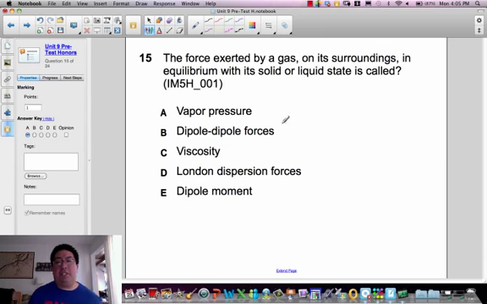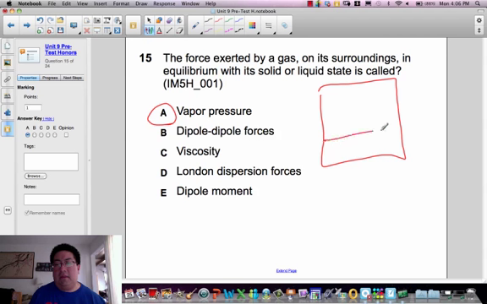15, the force exerted on a gas and its surroundings in equilibrium. This is simply the definition of vapor pressure. So the idea here, guys, is if we have a closed system and we have a liquid, basically what you're going to have is vaporization occurring, and then eventually you'll saturate this open area with gas vapor, and then eventually that gas will begin to condense back to liquid.